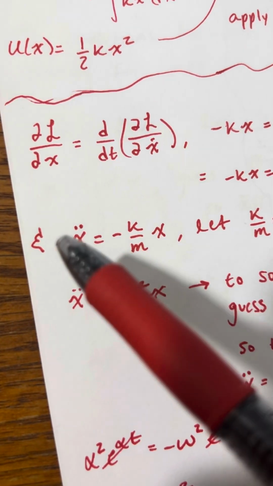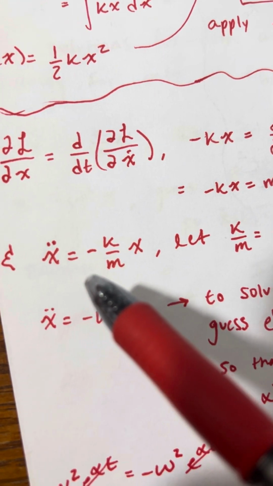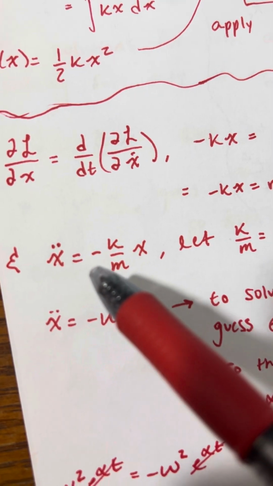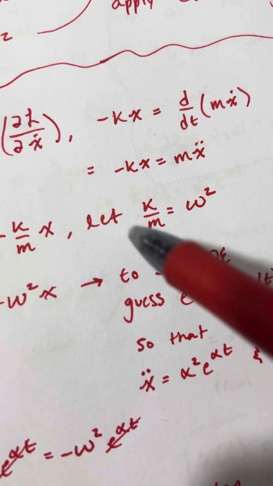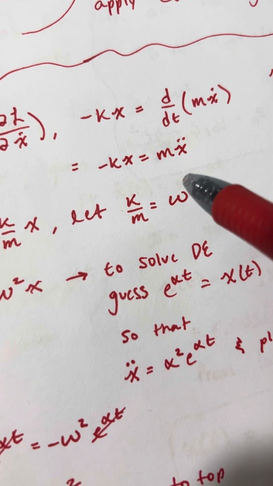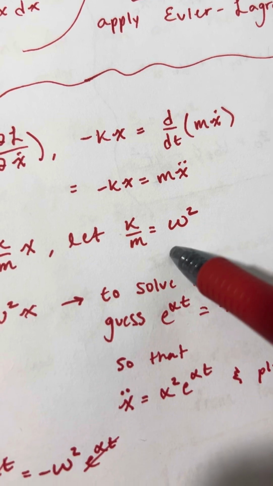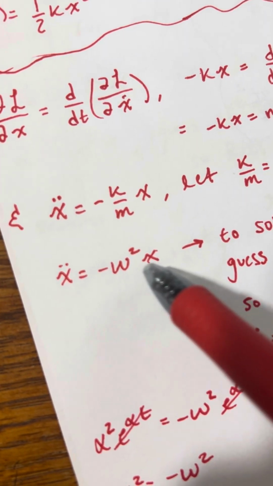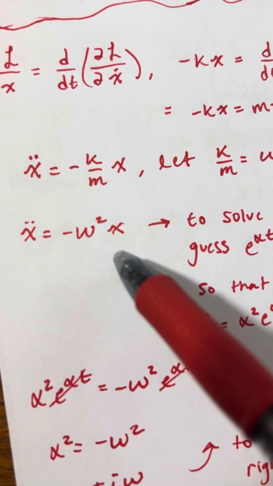So what we're going to do is on our left-hand side, we'll go ahead and isolate x double dot, which is going to give us that x double dot is equal to minus k over m times x. So we're going to let this k over m constant be equal to omega squared. And you'll see why in a second that that's going to make things nice and clean for us. So rewriting with that substitution, we'll have x double dot is equal to minus omega squared x.